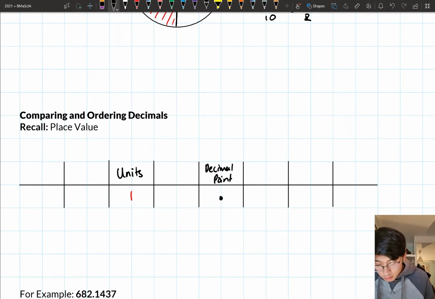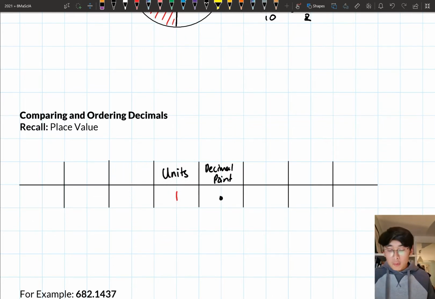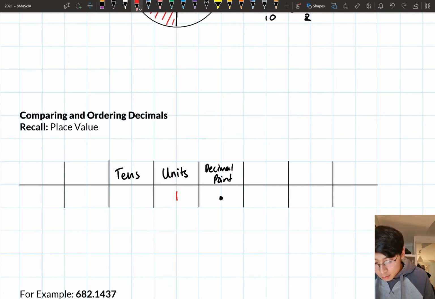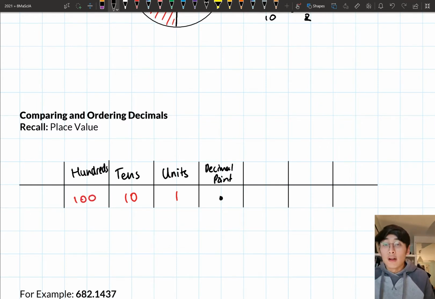Put a dot here, and I'm just going to move these guys over across by 1. Okay, and then further up we go. We have the next one up, which is our tens, and so here this is represented with tens. The next one up would be our hundreds, and the final one up would be our thousands, and we could keep going.